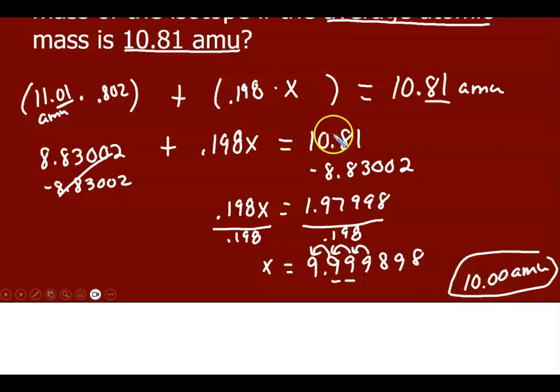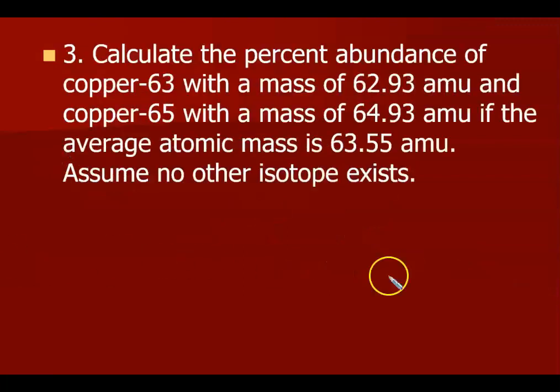All right, so that's solving for one of the masses, not the average, but one of the unknown masses. And then the third type has to do with looking for percent abundances.